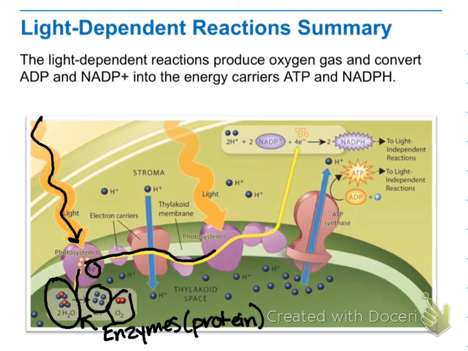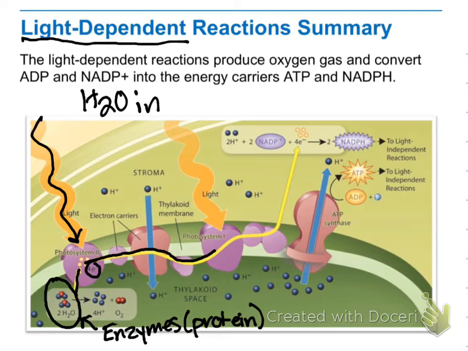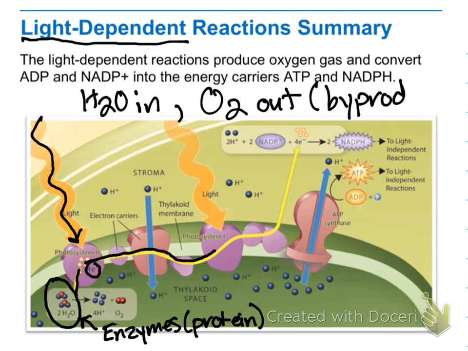So very early in the process, we see the release of the oxygen as a byproduct. So during the light-dependent reactions, we have water in and we have O2 out. And the oxygen is coming from the breaking apart of water. It's a leftover, it's a byproduct, meaning we don't need it anymore, or at least the plant doesn't.